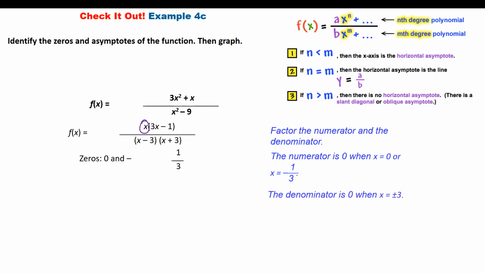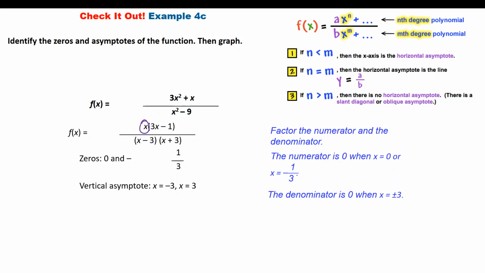Next, we're going to take a look at the denominator, and you can see that when x is 3 or -3, we're going to end up with 0. So that tells me that I'm going to have a vertical asymptote at x equals -3 or x equals +3.